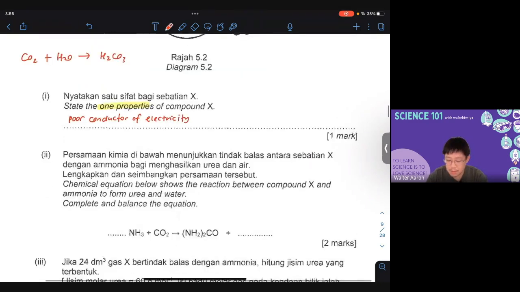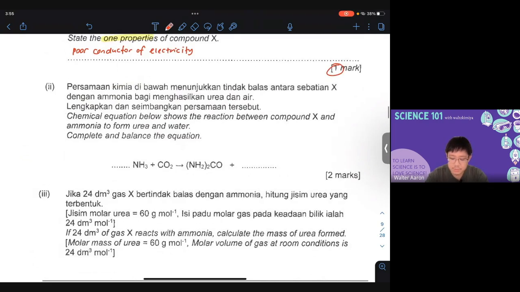Okay. 1 mark. Okay, now next the chemical equation below shows the reaction between compound X and ammonia to form urea and water. So complete the balanced chemical equation. That one is very simple. So let's put 2 over here. And then after that, you should get water out of it. So you get 2 marks in total.